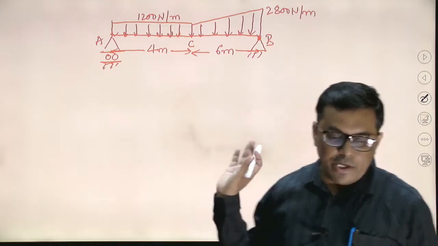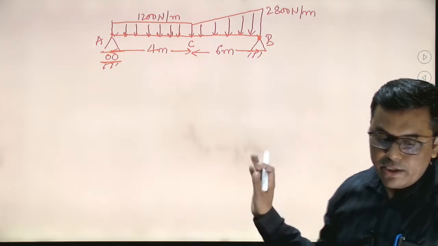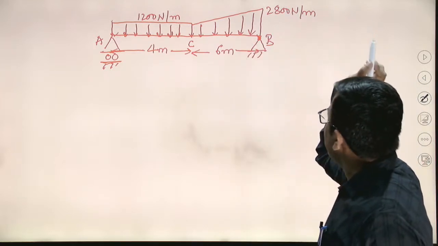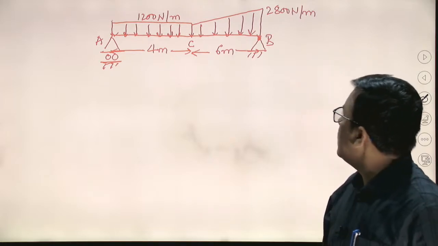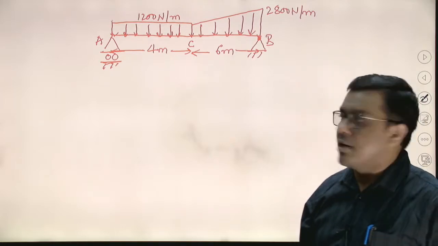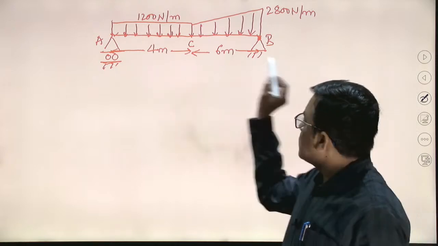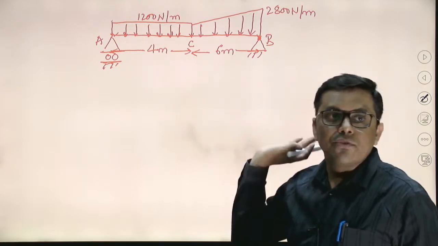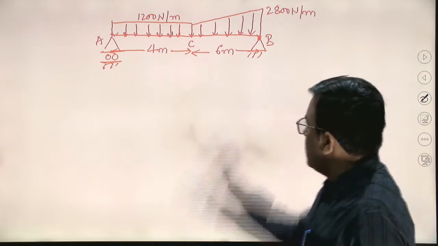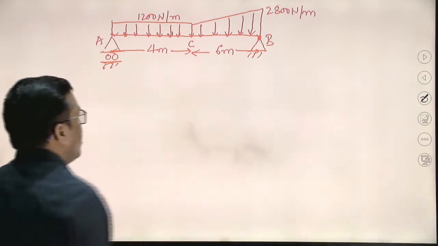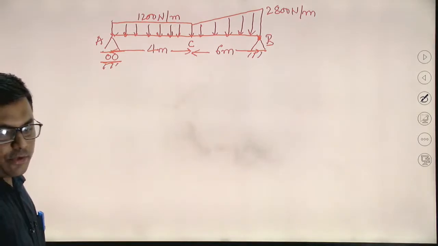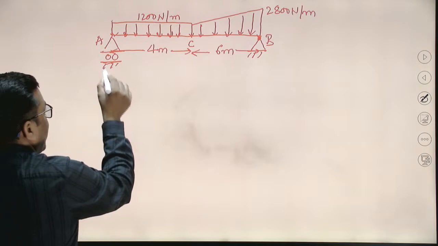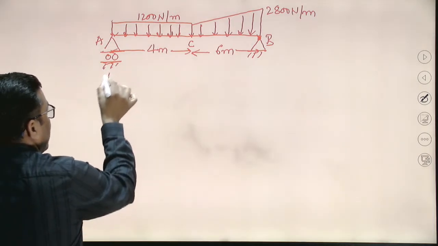The 1200 Newton per meter intensity is there. Then from 1200 it is increasing from point C to B up to 2800 Newton per meter. And at point A the support is roller, at point B the support is hinged. Now let's try to do this particular problem. The 4 meter and 6 meter distances are given. At point A the roller support is there.